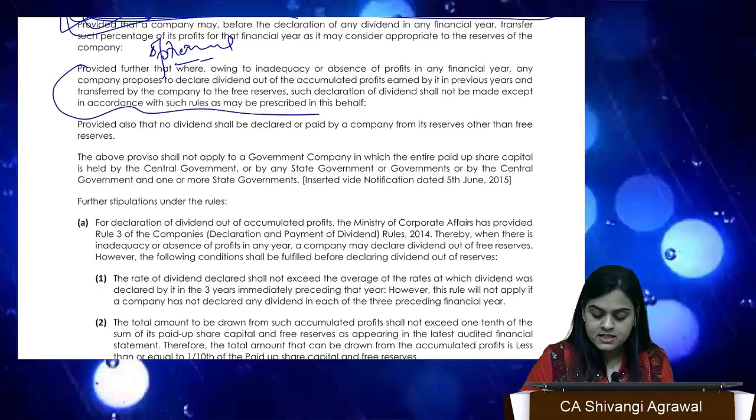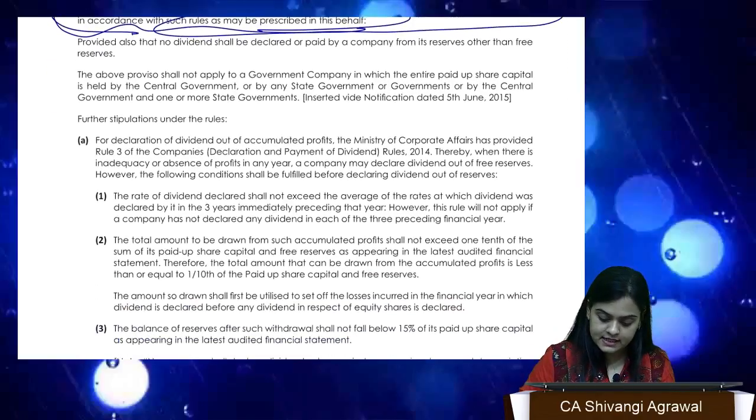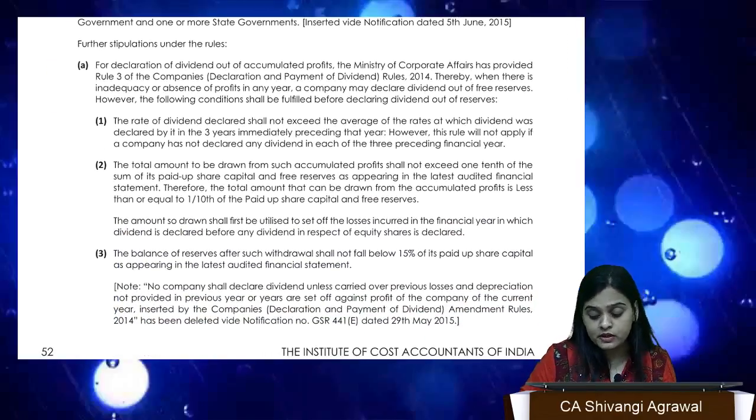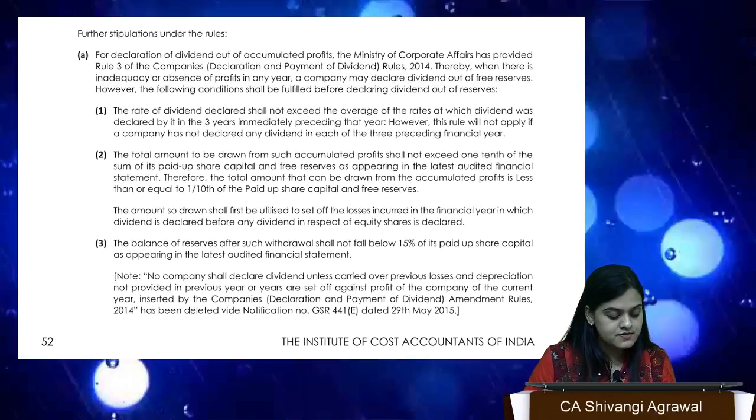So if you want to give away dividend from reserves, you have to follow the rules, and only from free reserves, of course, that you can do. What are the rules for declaring dividend out of reserves? There are 4 conditions broadly which has to be followed.